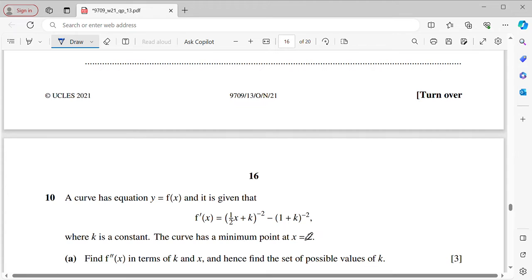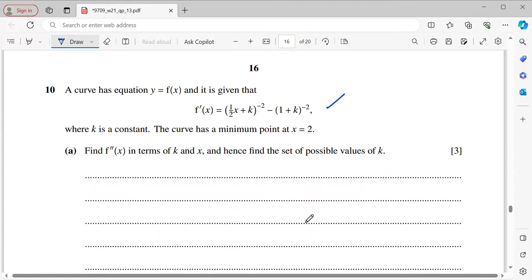Okay, next question. Question 10. A curve has equation y equals to f(x) and is given f prime x. The curve has minimum point at x equals to 2. So when you see minimum points, means that it will be f prime x equals to 0. Okay, which is a stationary point. Now, find f double prime x in terms of k and x, and hence find the set of possible values of k. So I will rewrite my f prime x.